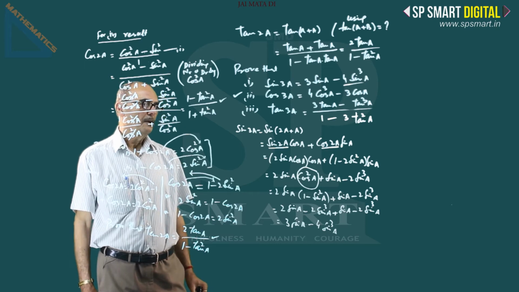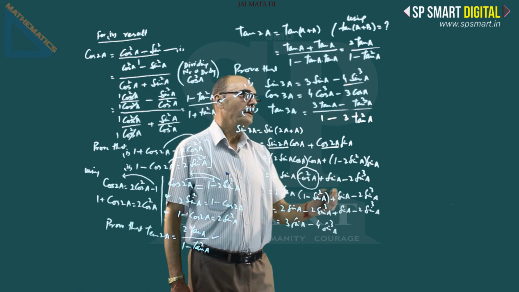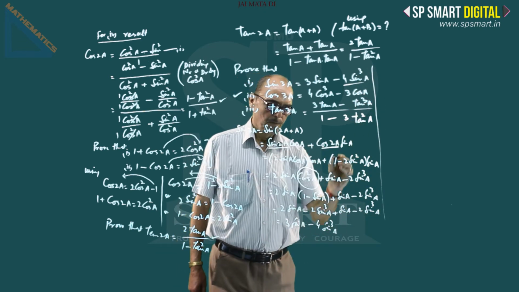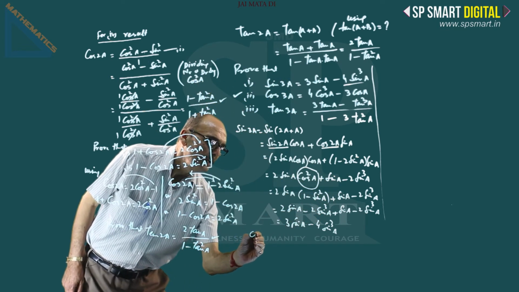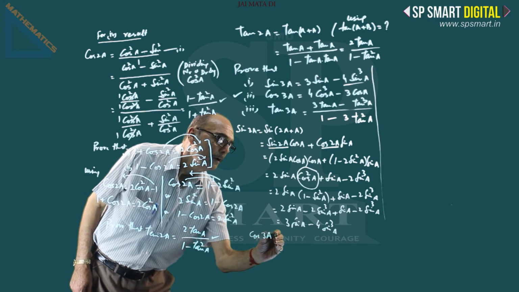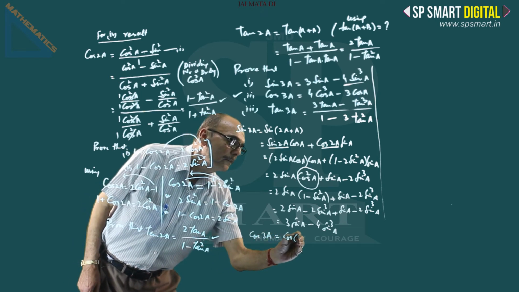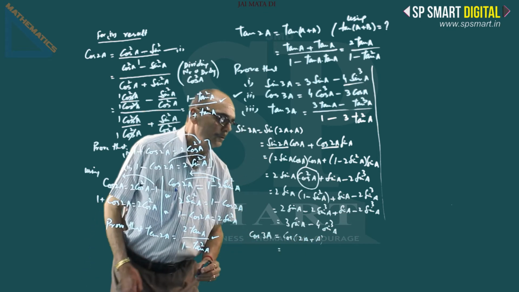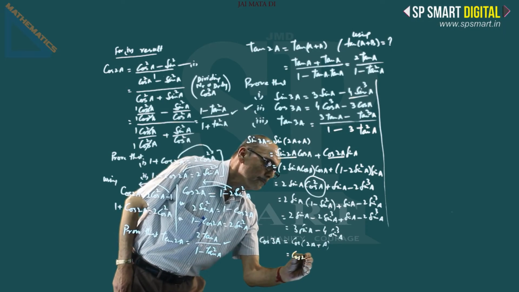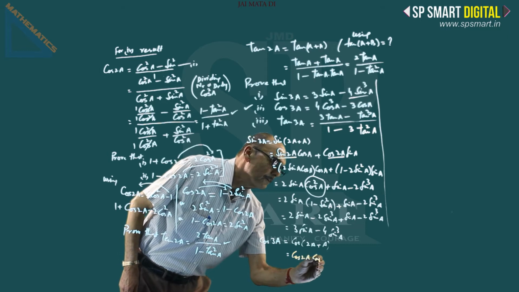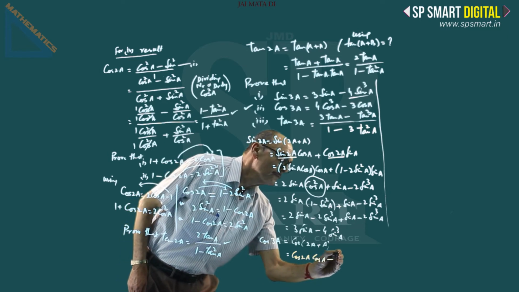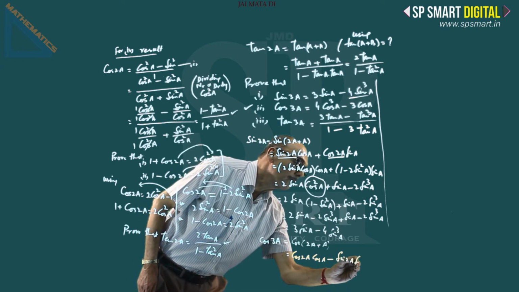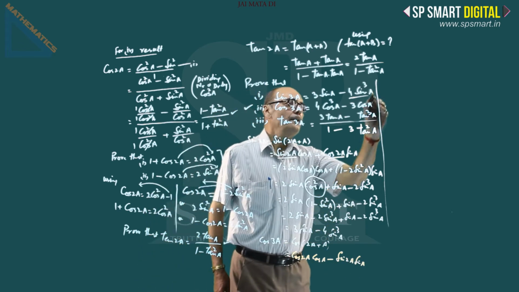In the same way, we can prove the second result as cos of 3A. Cos 3A can be written as cos of 2A plus A. This is equal to cos of the first angle into cos of the second angle minus sin of the first angle sin of the second angle. We continue here.